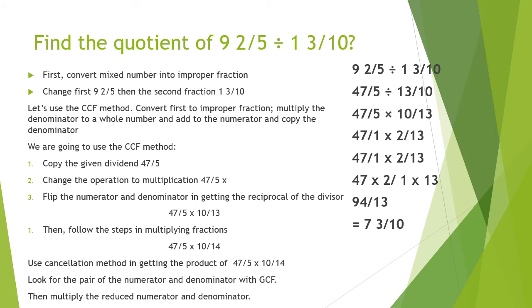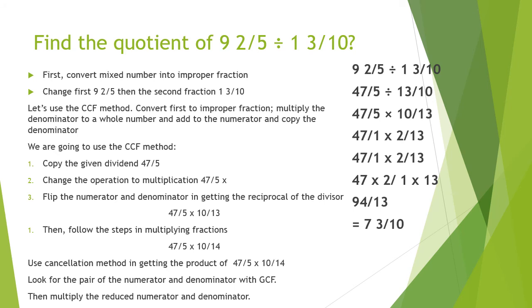And then follow the steps in multiplying fraction. Look for the pair of numerator and denominator which can be cancelled or reduced. We have 5 and 10 with greatest common factor of 5. 5 divided by 5 becomes 1 and 10 divided by 5 equals 2. Next, multiply the numerators and denominators. 47 times 2 equals 94 and 1 times 13 equals 13. We have 94 over 13.